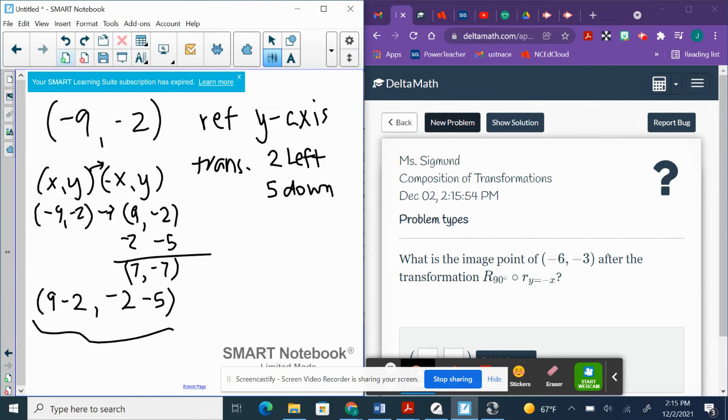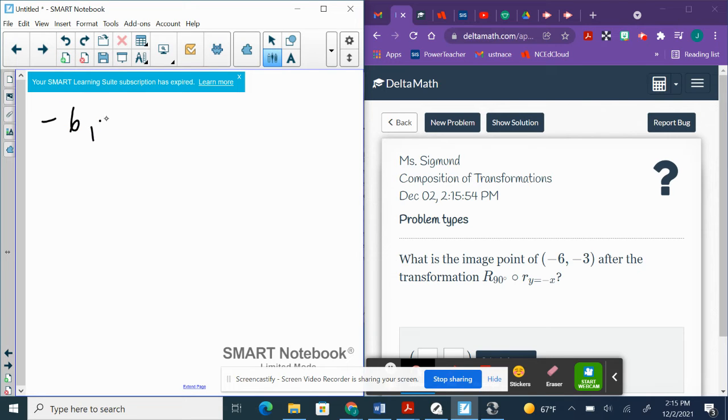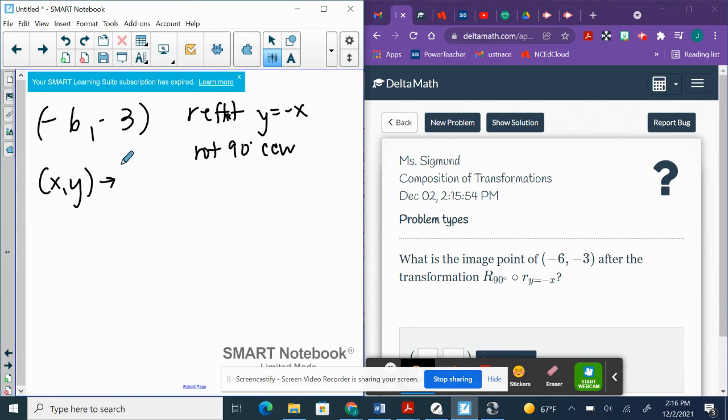All right, one more. So I now have -6, -3. For the transformation, we're going to rotate 90 degrees. That's positive, so that means it's going to be counterclockwise. And the next listed is reflect over the y equals -x. The last one is the one we start with, so reflect over the y equals -x. And then we're going to rotate 90 degrees counterclockwise because that is a +90. So first, for the reflection over the y equals -x, xy becomes -y, -x. That's my reflection.